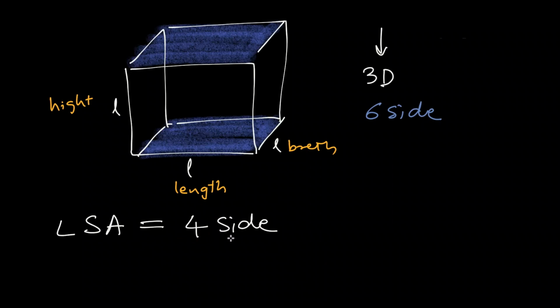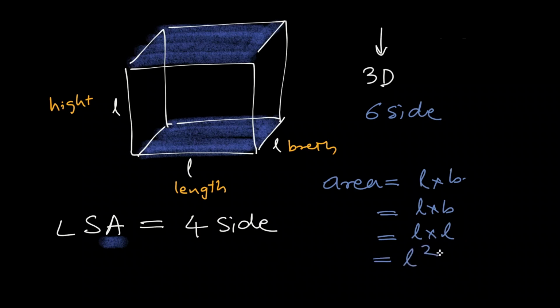We are counting only four sides. What are those four sides? This is the front side, this is the back side, and the two side faces. These four sides we are going to take into consideration for lateral surface area. So basically this is area only but with four sides. And what is the formula for area? Area equals length into breadth. Here this is a square, that's why length and breadth are both the same. That's why we are considering B as well as L. So this is going to be L square. This is for one side.